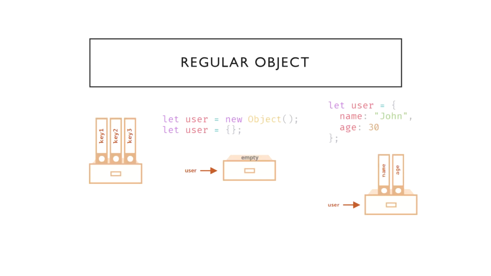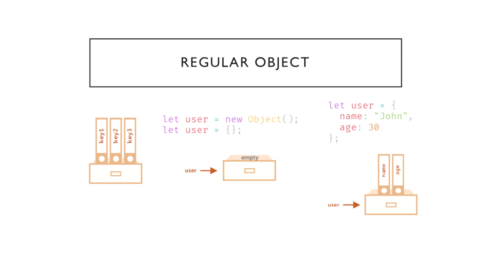Now, a regular object may be created with figure brackets, as you can see in the slide, with an optional list of properties. A property is a key-value pair where the key is a string, also known as a property name, and the value can be basically anything. We can imagine an object as a cabinet with signed files. Every piece of data is stored in its file by the key. It's easy to find the file by its name or add or remove a file. These helpful infographics were taken from javascript.info. I think it's pretty clear and easy to understand with the file analogy.